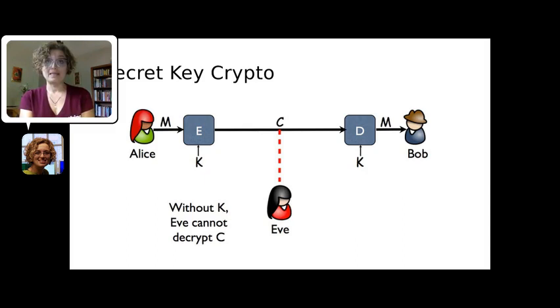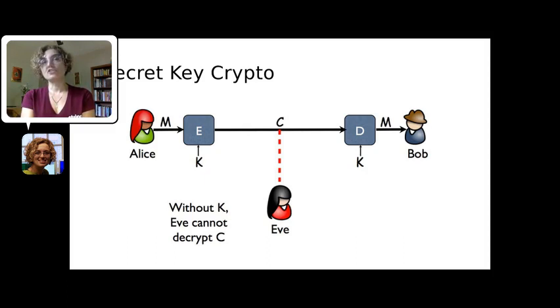Eve may be eavesdropping an unsecure medium, such as the internet, which anybody can eavesdrop. But if she doesn't have the key, with the very strong secret key cryptography algorithms that we have nowadays that are implemented in every higher level language libraries, Eve is helpless without the key. She cannot break the crypto, whatever she tries, brute force and so on. She's helpless. So that's secret key cryptography.